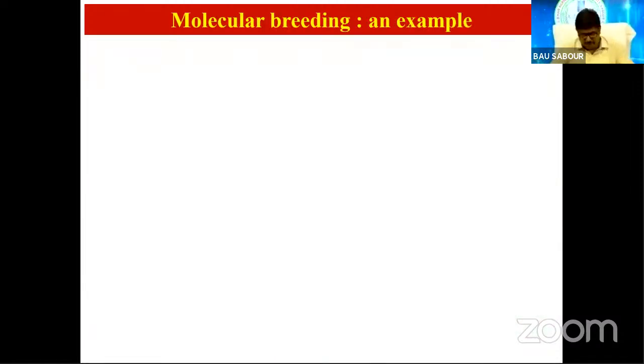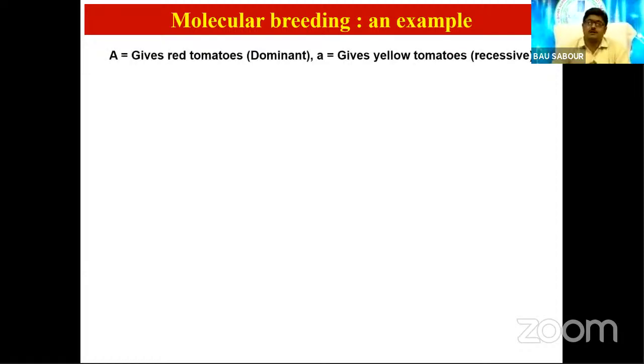So let me introduce molecular breeding. This is particularly useful for my students, undergraduate and postgraduate level, to understand how molecular breeding actually works. I've taken an artificial and arbitrary example. Suppose the A gene gives red colored tomatoes, and it is a dominant gene, where the loss of function small a recessive allele gives you yellow tomatoes. Now suppose you have a particular breeding program where your objective is to breed for yellow tomatoes.